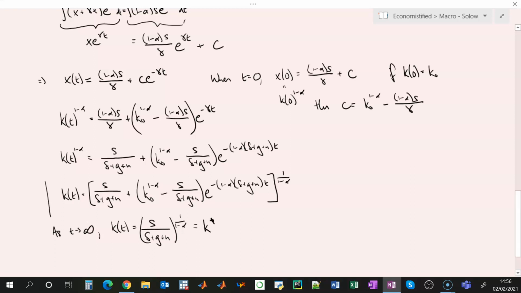But this equation is really nice because it allows us to figure out what capital stock per effective worker is going to be at any point in time from any initial condition.